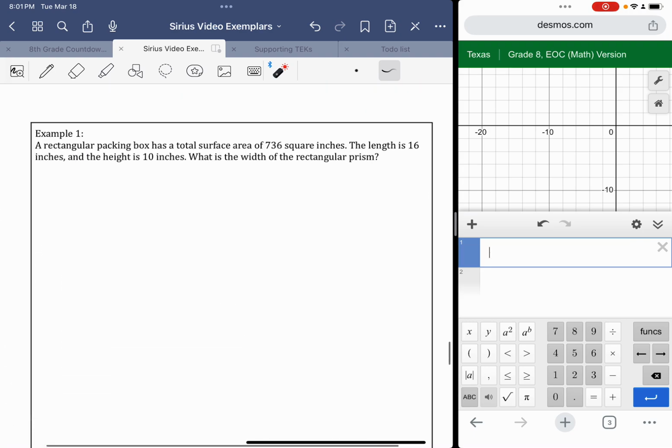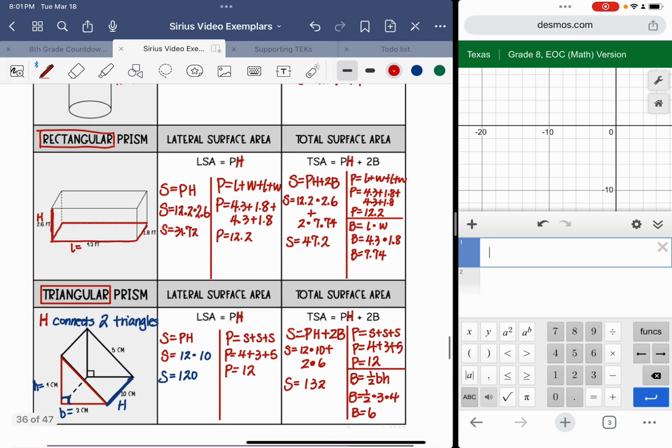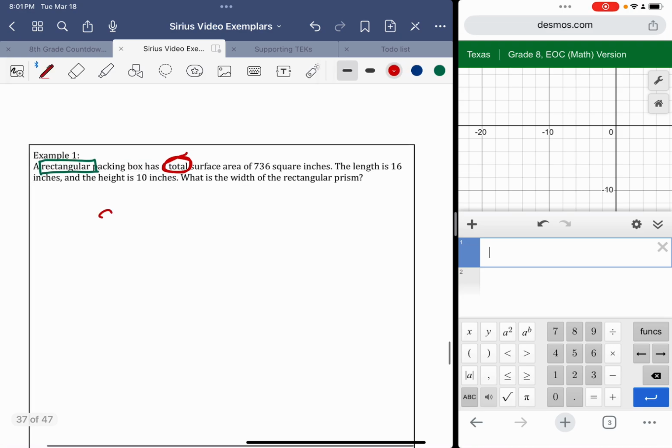So example number 1, they will give you a rectangular packing box. Okay, rectangular packing box. So that means the base is a rectangle. And they do give you a total surface area. Okay, total surface area of a rectangular prism. If we go back, for total surface area, we use S equals PH plus 2B. So S equals PH plus 2B. And they do give you the total surface area, which is 736. So first step, you're just going to substitute that back in.